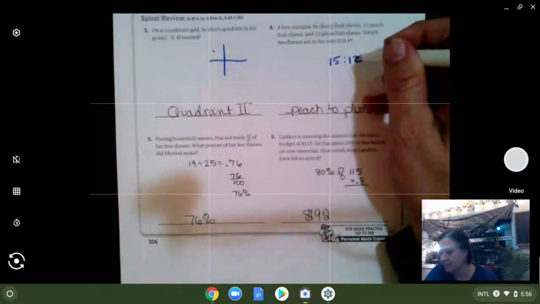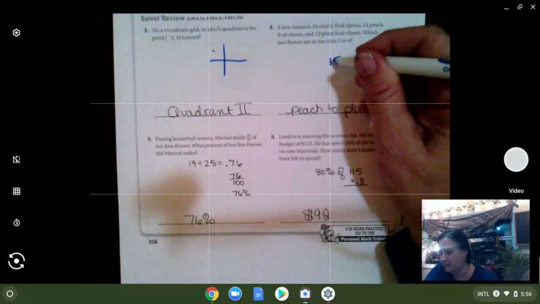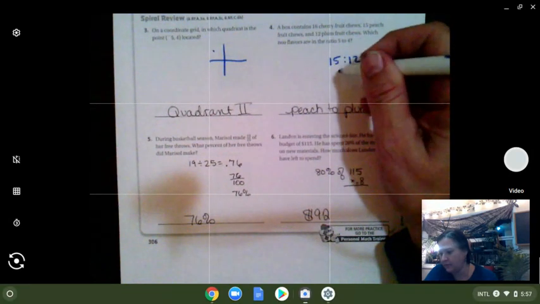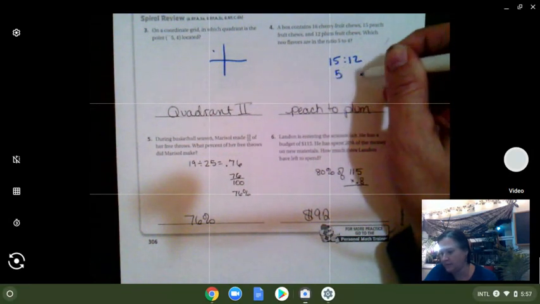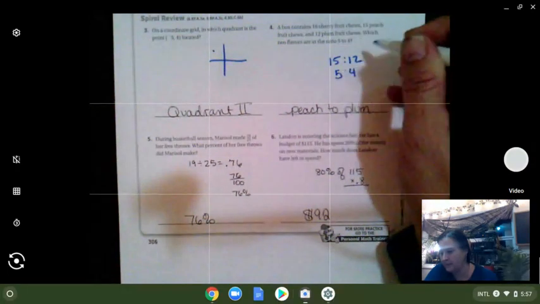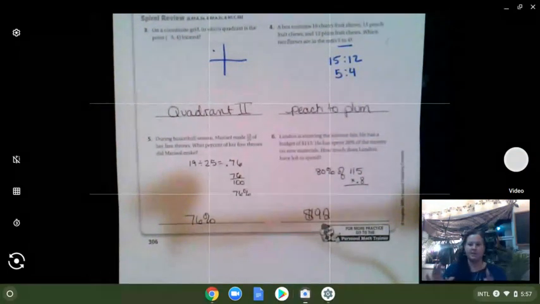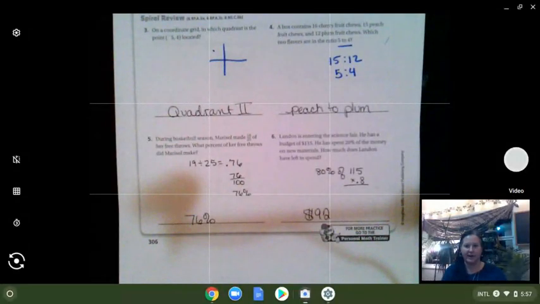And if I simplify by dividing each of these by 3, so 3 will fit into 15 5 times, 3 will fit into 12 4 times. So a simplified ratio would be 5 to 4. You could set up a bunch of different ratios, try those out, and try to figure out which one is going to give you a 5 to 4 simplified ratio.